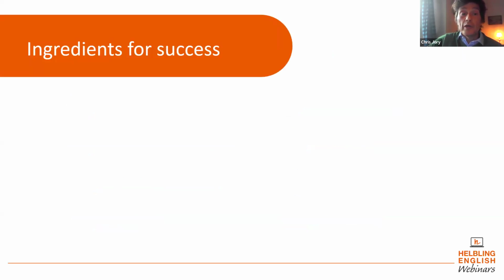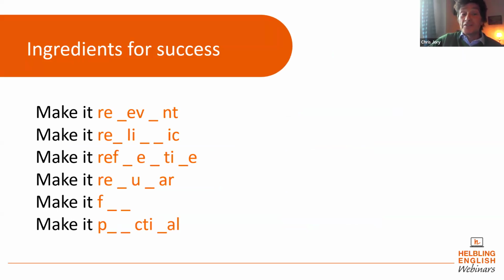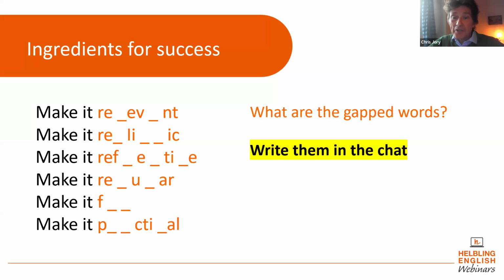Secondly, a few ingredients for success that I would suggest. They're listed here as gapped words. They all, well, not all of them, most of them begin with R. Little task for you again. What are the gapped words? Can you pop them into the chat there?